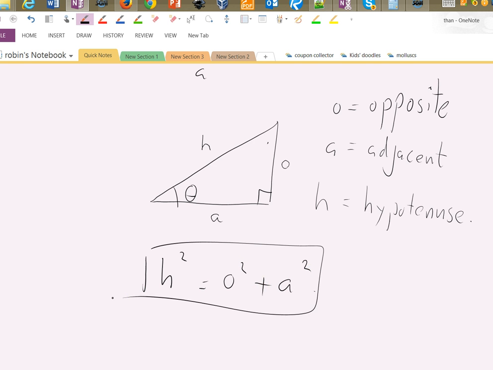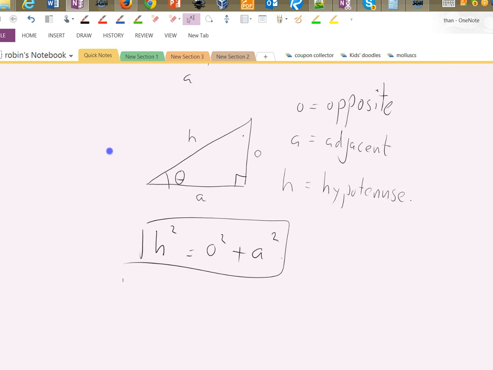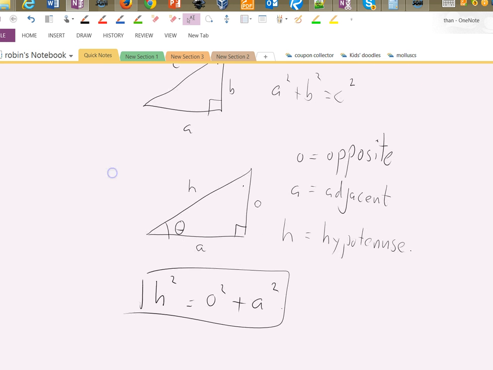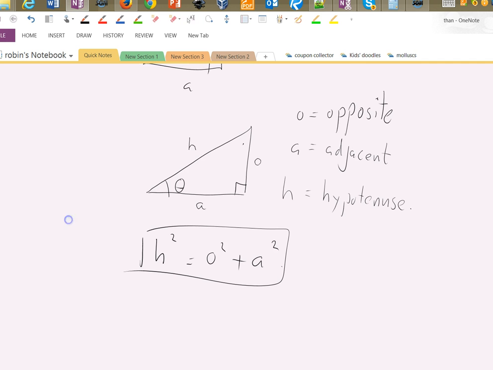Brilliant. Well, I'm happy with that. This is all just notation: O for opposite, A for adjacent, and H for hypotenuse. Rather than using A, B, and C, we're going to use O, A, and H. And if we do spherical trig, we need different notation again. So anyway, I'm going to stop there.